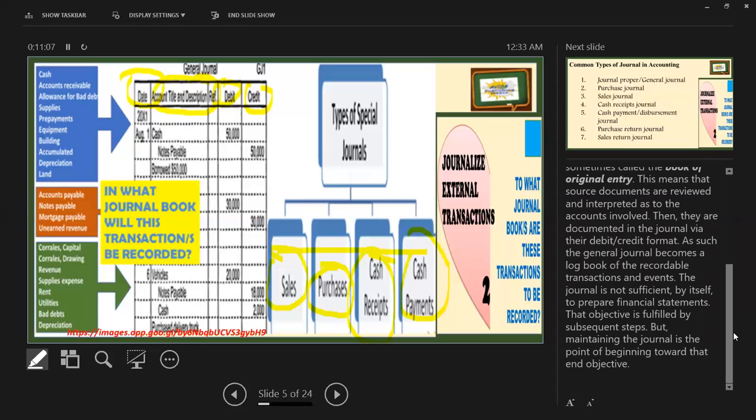The journal is not sufficient by itself to prepare financial statements. That objective is fulfilled by subsequent steps, but maintaining the journal is the point of beginning toward that end objective. That is why it is called the Book of Original Entry, because it is the point of beginning toward the objective of presenting financial statements.